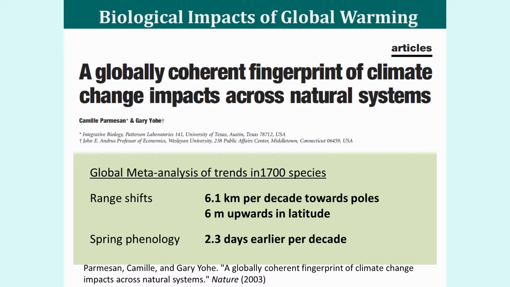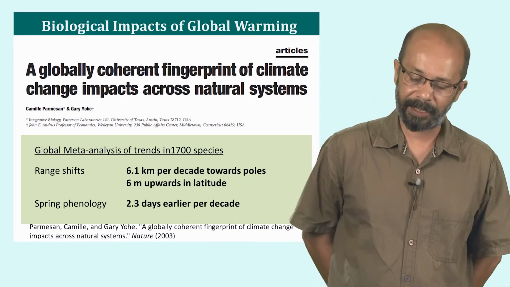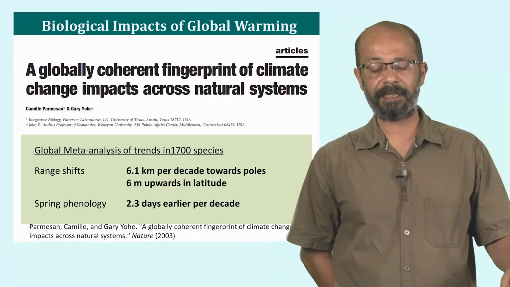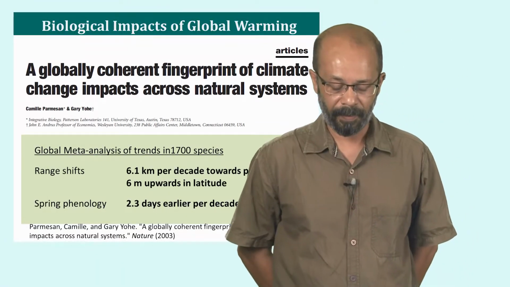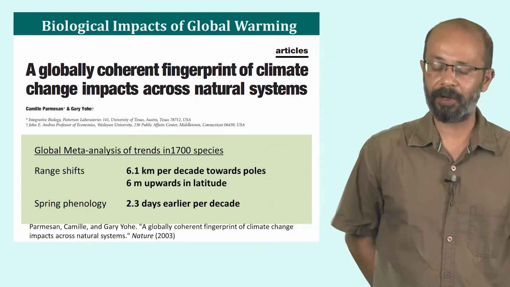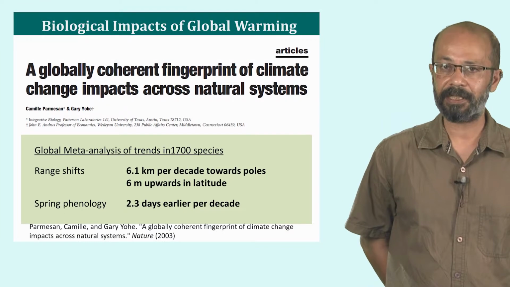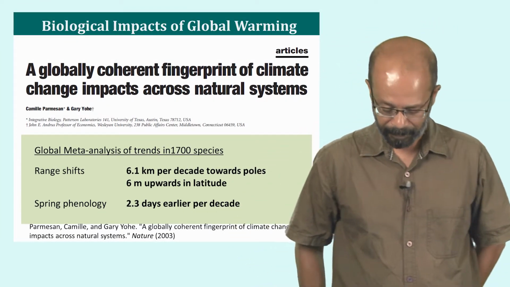So both of these studies together confirmed for us that the expected results that we predicted with respect to distribution of species, movement of species, and changes in the timing of events, the phenology of plants and animals, were already happening as a response to the changing temperatures that we've been seeing since pre-industrial times.